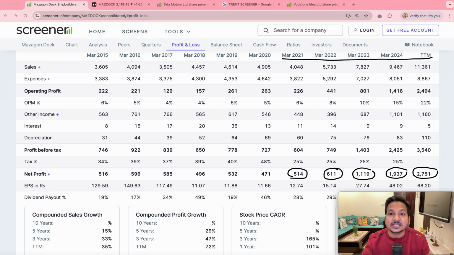And the third thing is the growth rate, which in the Mazagon Dock case is 72%. Currently the PE ratio should be lower than the growth rate. And in technical charts, the stock should be making some base. It should not be falling apart. So if these criteria are met, then I will like to be in the stock and I will add that stock.